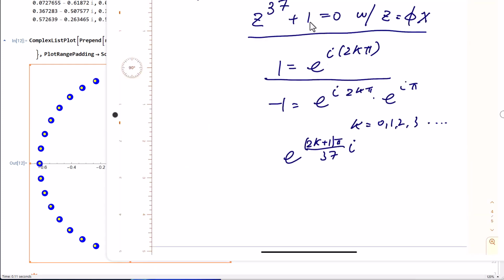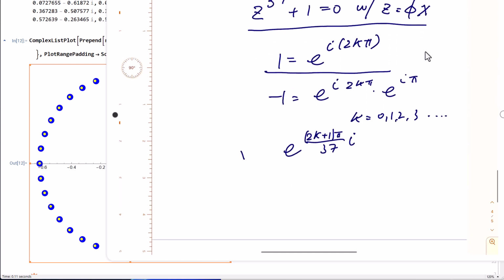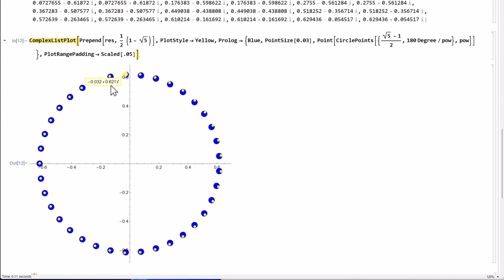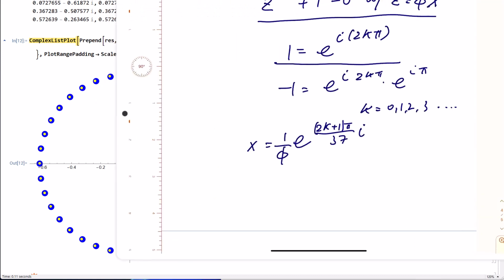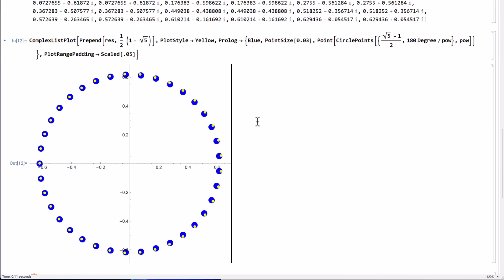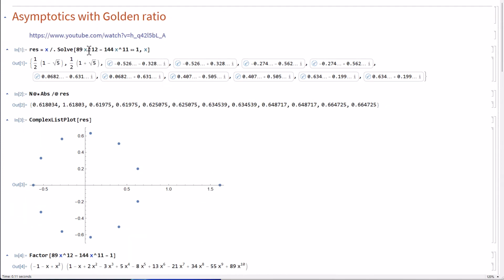But don't forget that this is for phi x, where phi is equal to 1.618, which is the golden ratio. So the x, the blue x, is actually 1 over phi times this value. So that's why we have all the points getting closer and closer to the blue points, which are defined by this formula. Okay, so this gives you a very intuitive and quick solution for this type of problem if we have really large n or really large power here.